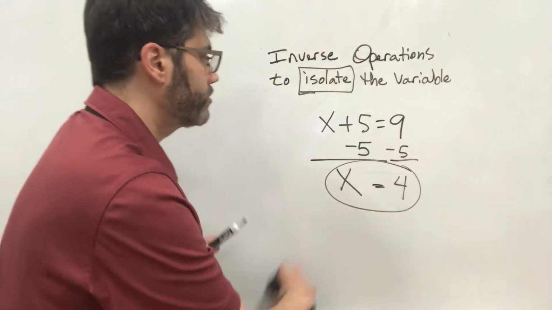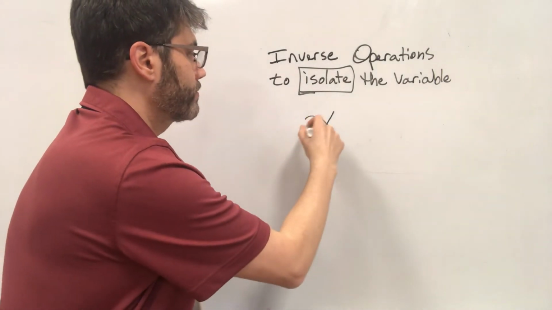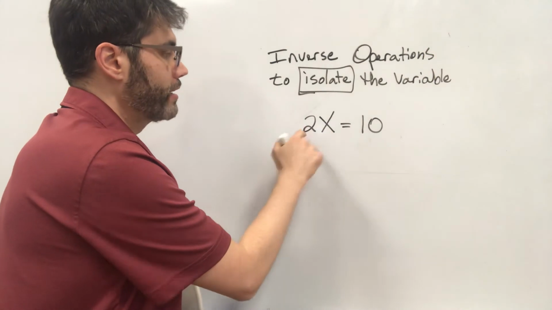Okay? So if we had 2x equals 10, this is multiply, 2 times x.